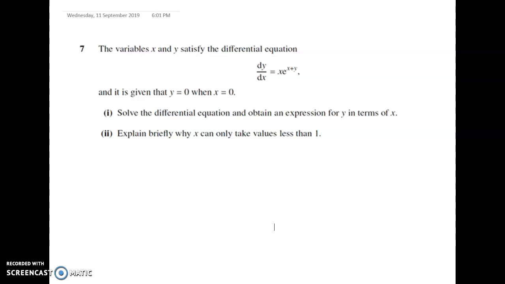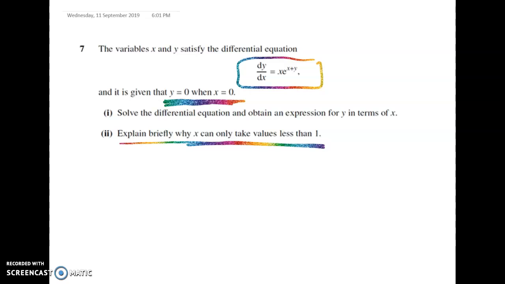So we've got a DE that is probably a little bit trickier than average, but as usual we've only got one thing that we know how to do with DEs, and that is to separate the variables. So this is my differential equation here, and I'm told very simply that when x is 0, y is 0. We have to solve the DE, and then we have to explain briefly why x can only take values less than 1. You can probably guess already, because this has got an e in here, this is going to be something to do with logs.